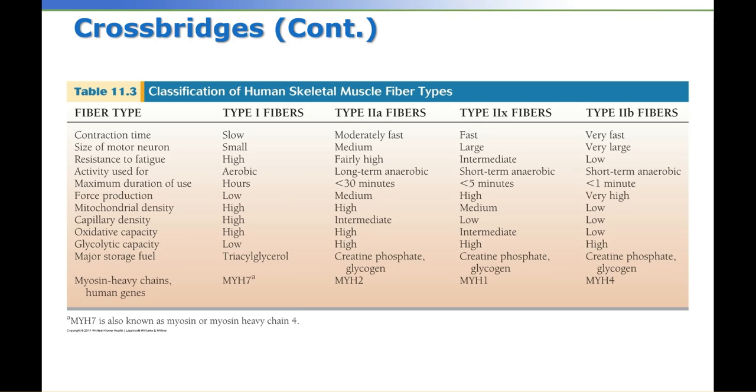Here this talks about fiber type 1, type 2A, type 2X, type 2B. Type 1 has a slow contraction time. Resistance to fatigue is high, so you can go for a long time. The firing rate is slow, that's why it's type 1 slow twitch. And then you have high capillary density. Makes sense, it's oxidative. Type A fibers.